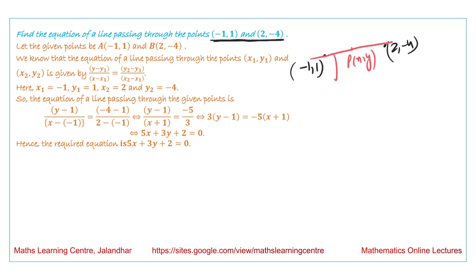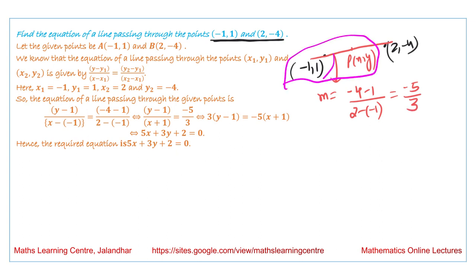Whatever line we will have, the slope of this line will be equal to minus 4 minus 1 divided by 2 minus minus 1, and the answer we will have is minus 5 by 3. And the slope of the line using these 2 points, minus 1 and x, y, we are saying is y minus 1 over x plus 1, that is equal to minus 5 by 3.